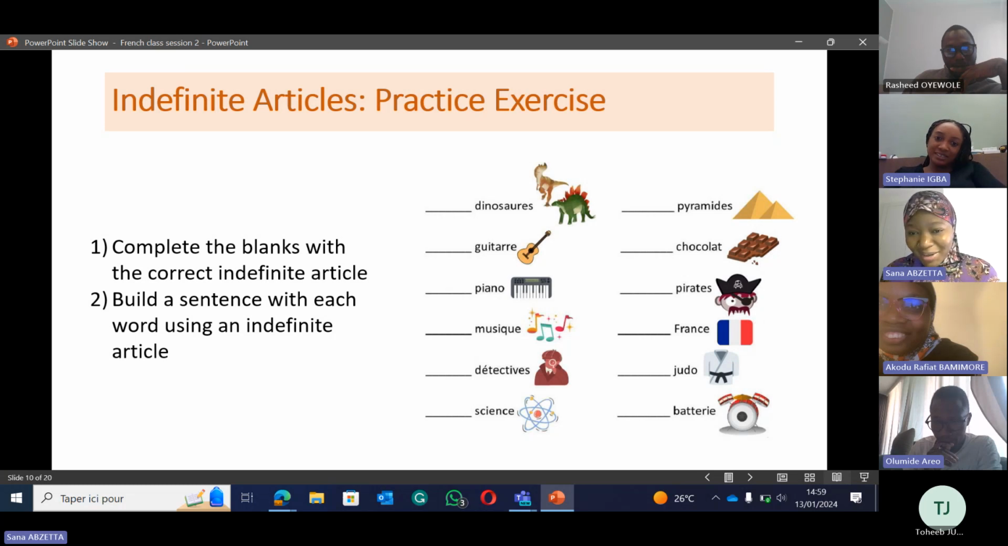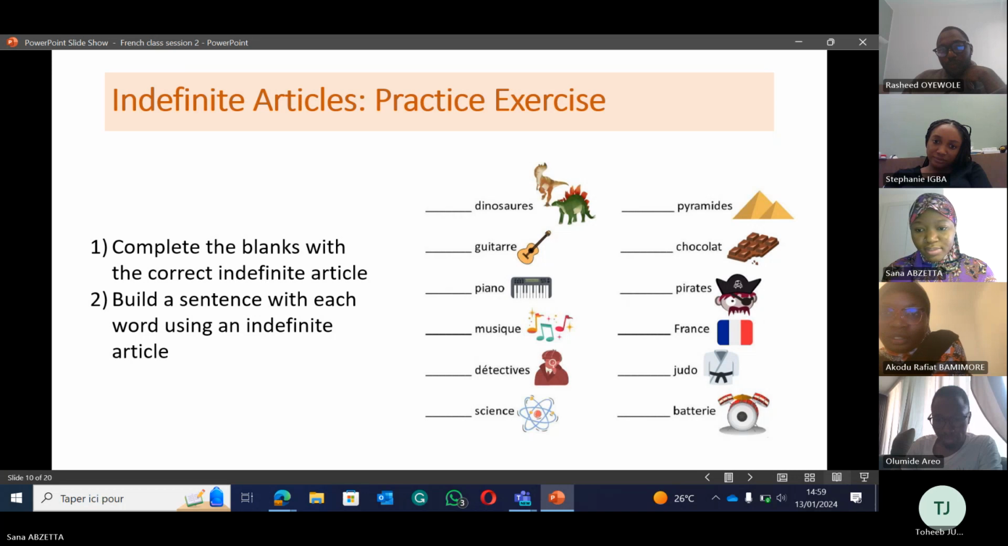Exactly. I want you to pay attention to that, because most of the words that end in S are plural. Here it's not just one dinosaur, there are two. So it becomes plural. Since it's plural, what do you think is the right article to use here?